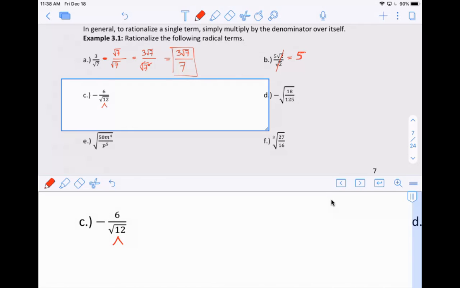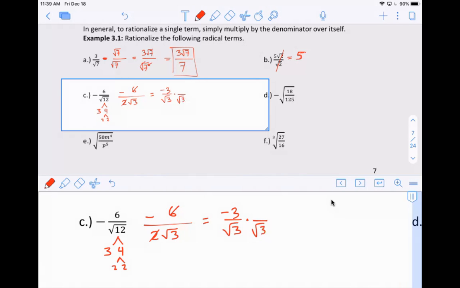12 is not a perfect square. It's definitely a whole number. 3 and 4, it breaks into 2 and 2. So it looks like I can pull a 2 out of here, and I would get 2 root 3 on the bottom. Simplify that a little bit. We get negative 3 over root 3. Darn it, still wasn't rationalized, but at least this time we don't have to multiply by root 12. This time we can just multiply by a root 3. On that last resort, oh, and look at that, it simplifies even farther. We can take the whole denominator out.